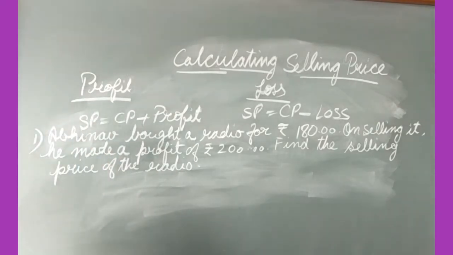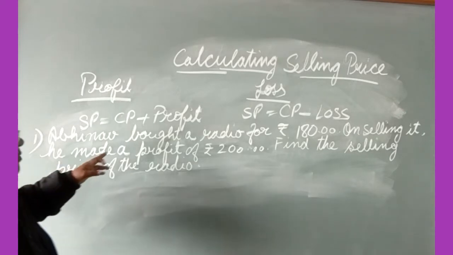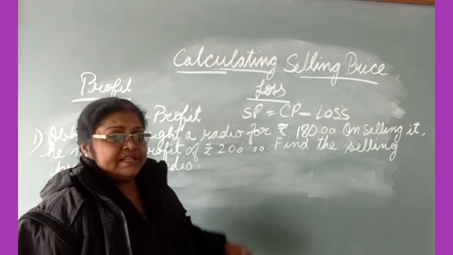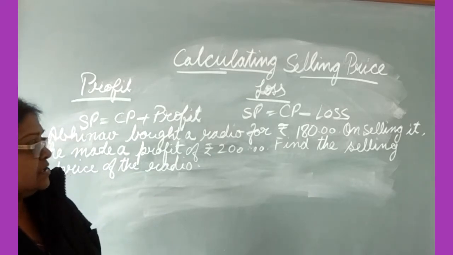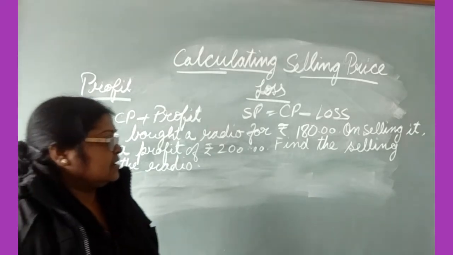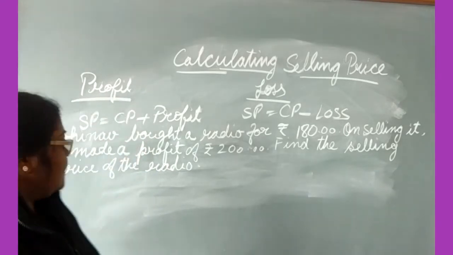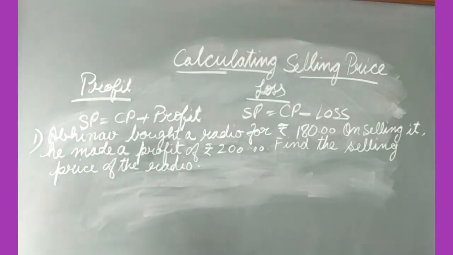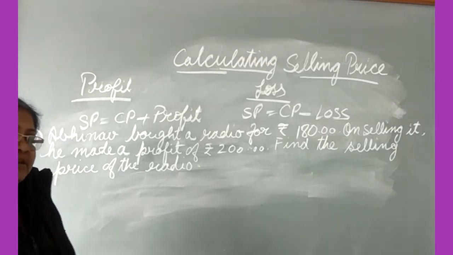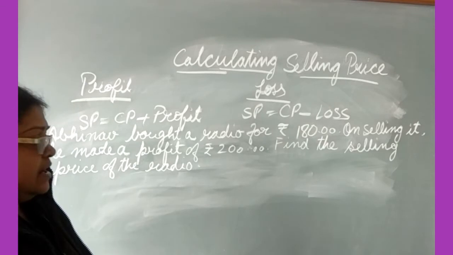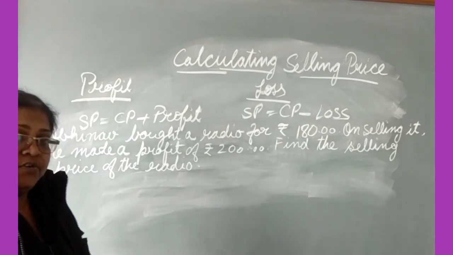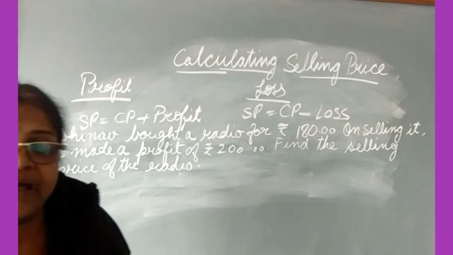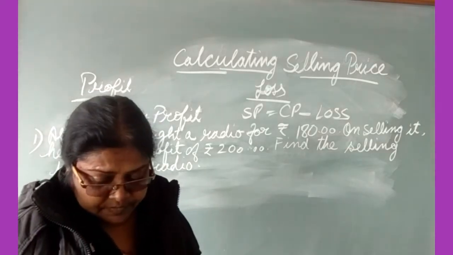Now, first question you can see here. Abhinav bought a radio for rupees 1,800. On selling it, he made a profit of rupees 200. Find the selling price of the radio. What do you have to find? The selling price of the radio.